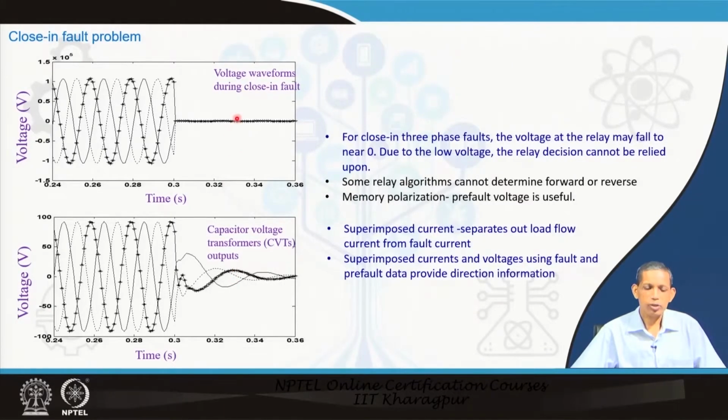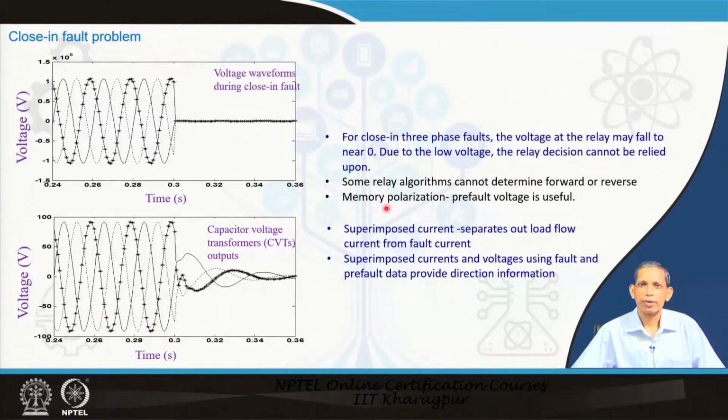So, all the techniques which we have narrated till now are clueless about what to do. For close-in faults such issues are there. The solution is that the relay should use memory polarization: the stored pre-fault voltage is used to substitute the corresponding fault voltage. In that case, it becomes good.